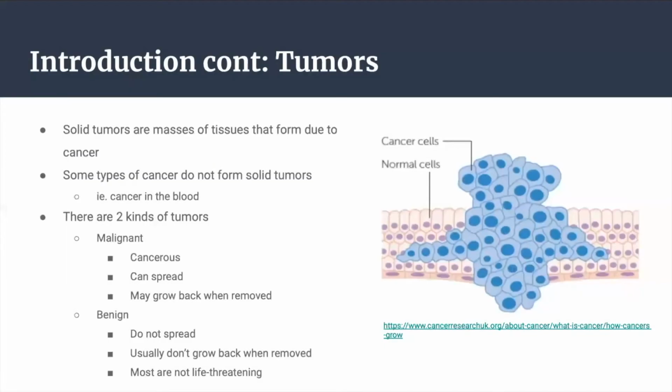Solid tumors are masses of tissues which can form as a result of cancer. Other types of cancer, such as in the blood, usually do not form solid tumors. There are two kinds of tumors which you may have heard of, malignant and benign. Malignant tumors are cancerous and can spread to surrounding tissues, create tumors elsewhere, and can grow back when removed. On the other hand, benign tumors do not spread, and when they are removed, they usually don't go back. Most benign tumors aren't life-threatening, with the exception of benign brain tumors.